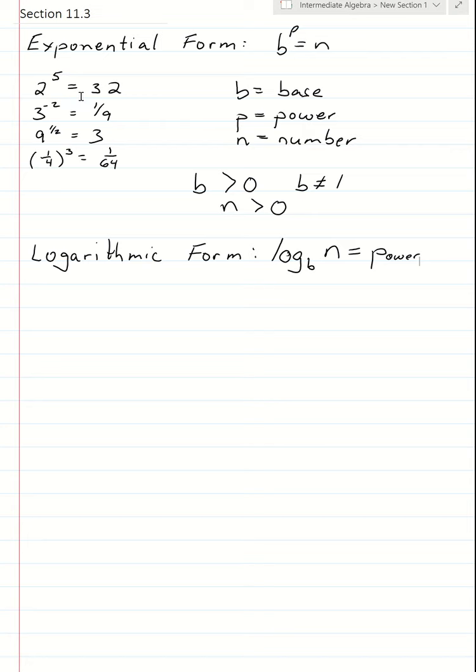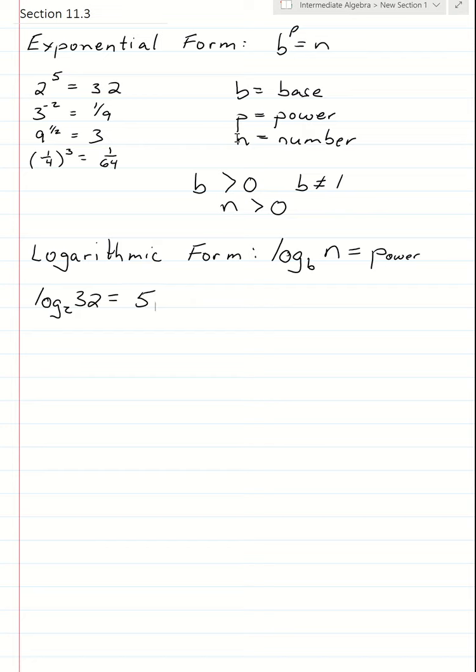So for example, let's take a look at the very first problem that we had, the example of 2 to the 5th equaling 32. If I was to write that in logarithmic form, I would write log base 2 of 32, and that would equal the power 5. Because once again, what is a logarithm figuring out? What power would I have to raise 2 to in order to get the number 32? Let's take a look at the second example that we did. 3 to the negative 2 power equals 1/9.